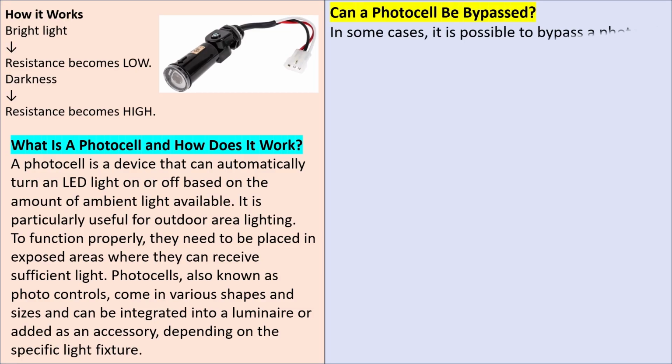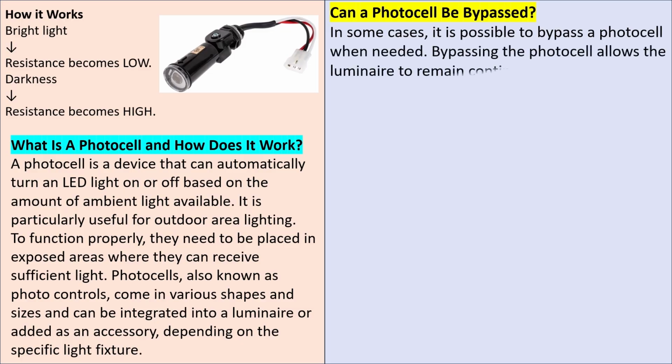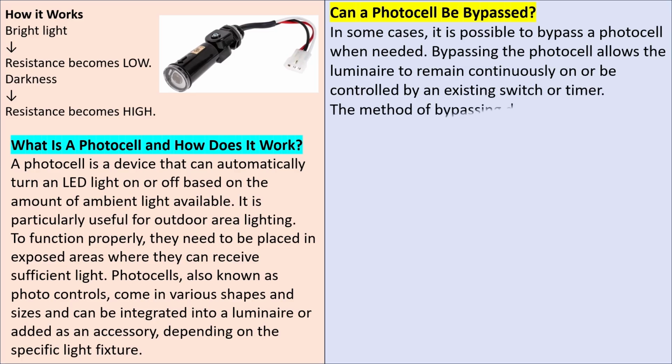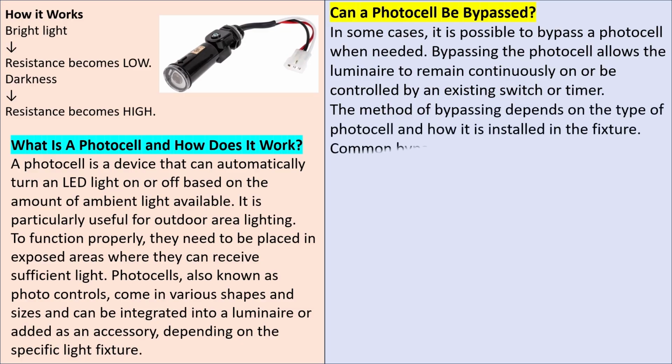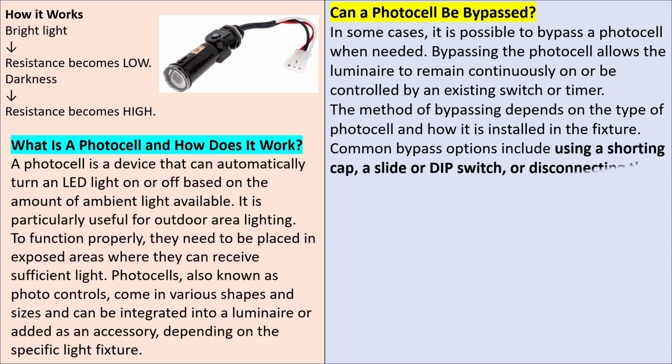In some cases, it is possible to bypass a photocell when needed. Bypassing the photocell allows the luminaire to remain continuously on or be controlled by an existing switch or timer. The method of bypassing depends on the type of photocell and how it is installed in the fixture. Common bypass options include using a shorting cap, a slide or dip switch, or disconnecting the wiring of the photocell.